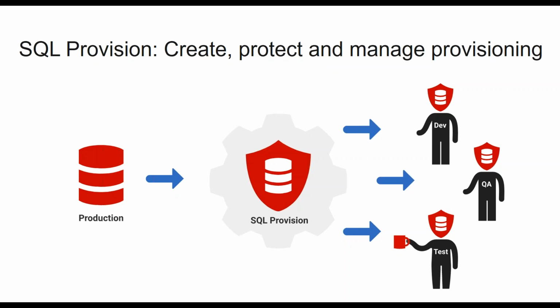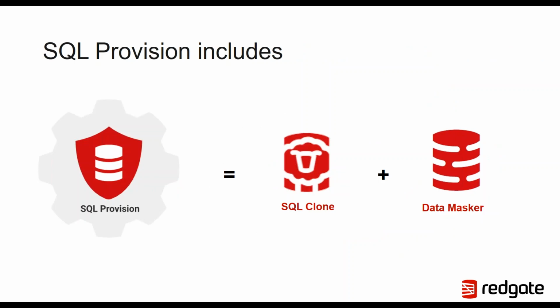SQL Provision allows you to copy production data, amend it on the way through, and then deliver it to dev, QA, test, functions outside production in a way that is managed, controlled, and predictable, and leaves behind an audit trail. So the SQL Provision offering initially is made up of two products.